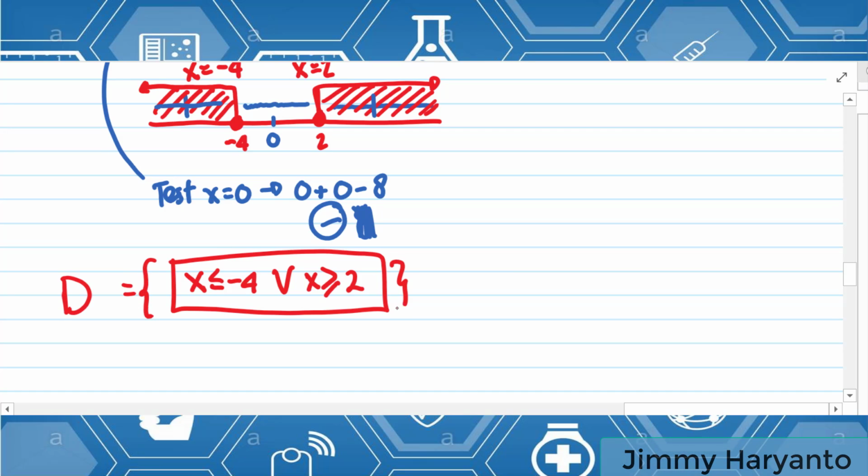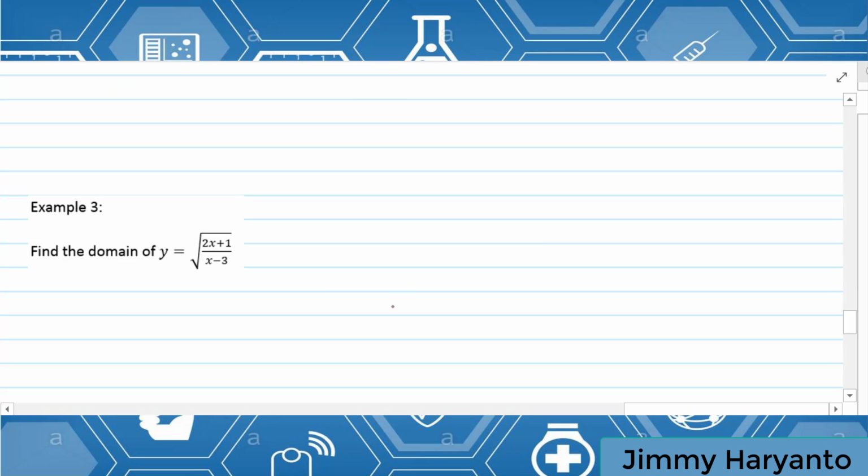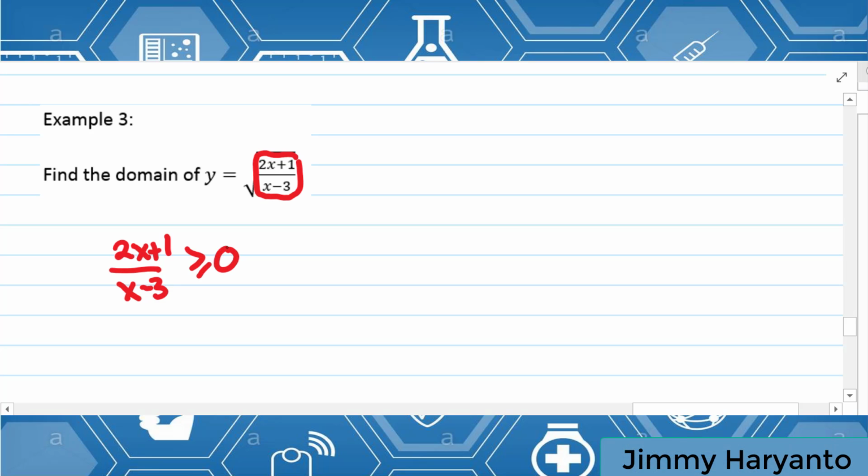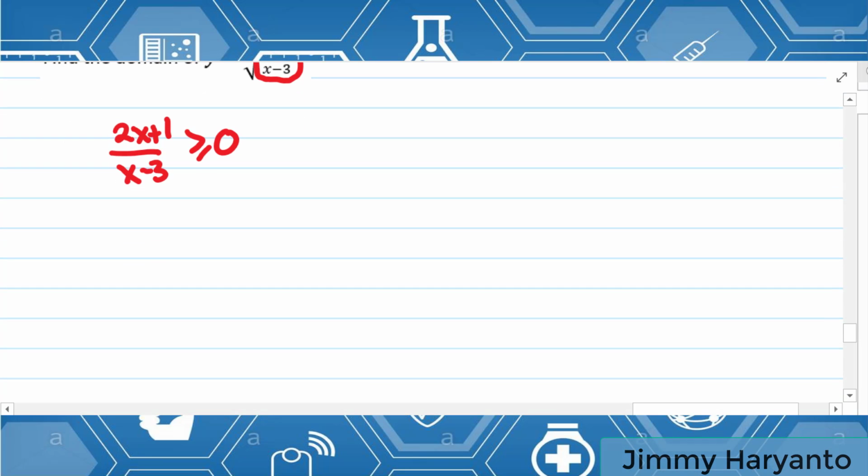Okay, next one, the harder one is like this. y equals the square root of (2x plus 1) over (x minus 3). Remember, the function inside the square root has to be greater than or equal to 0. So this one you will have to use irrational inequalities. How to find the irrational inequality solution?